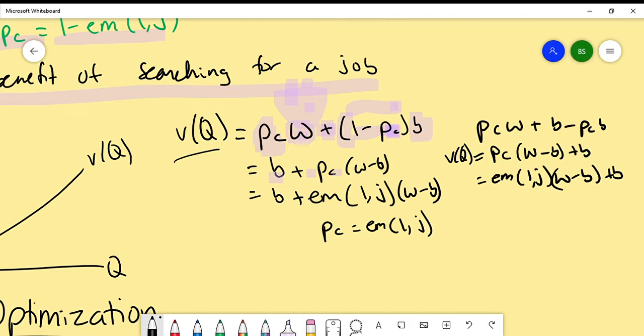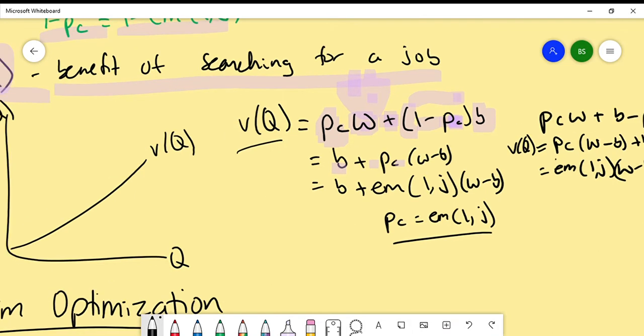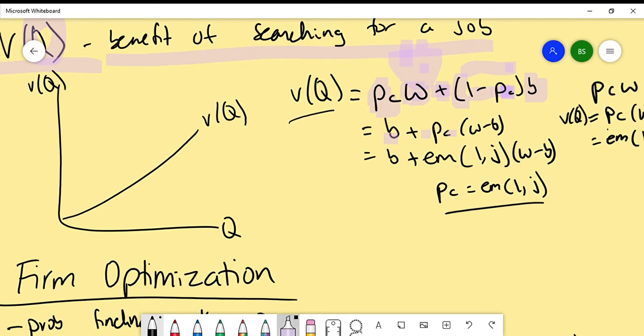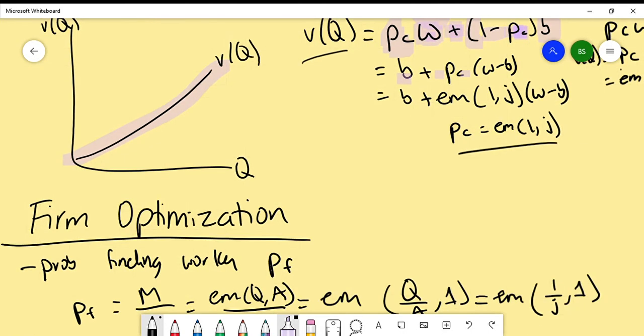Cool. So that's just a function that we'll be using. And remember this function, which, oh wait, did I already do this? Yeah, I did. Remember, this function again is upward sloping, so it's like this. Okay, cool. Now we're going to look at firm optimization.